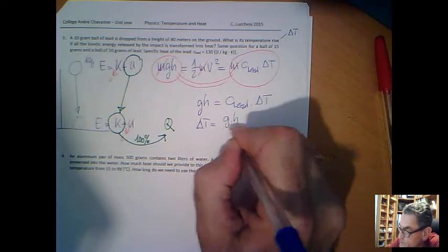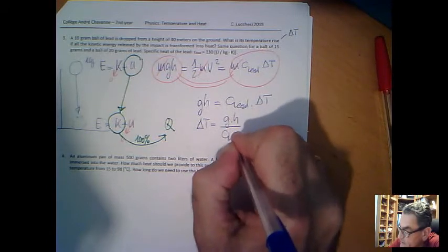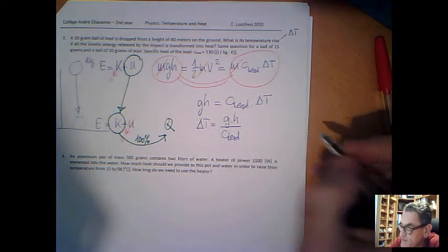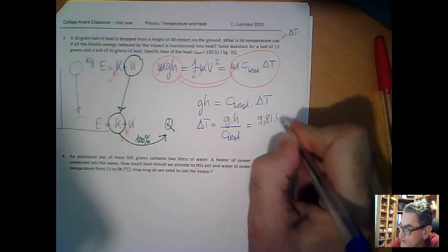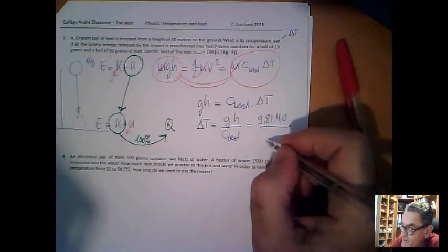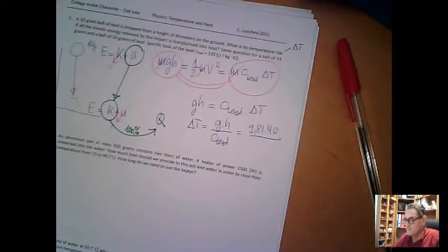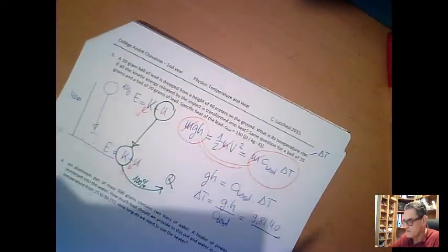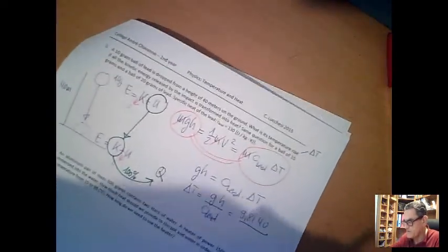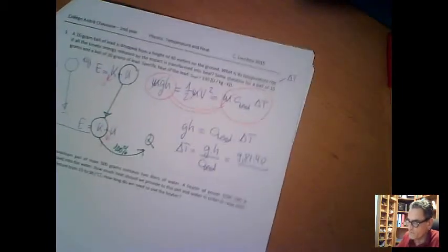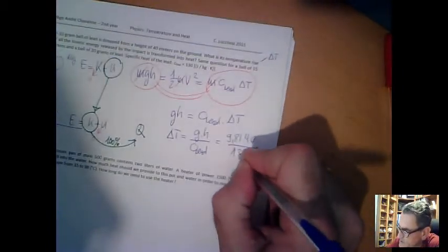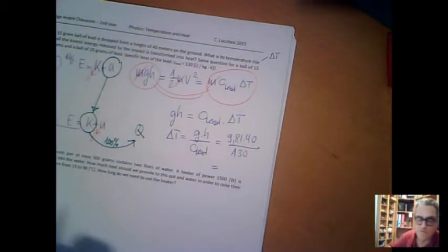It's going to be GH divided by C lead. Okay? GH is 9.81 times 40. C lead is 130 or 129, depending on the tables you look at. In this course, we have how much for the lead? We have 130, okay? So the C of the lead is 130.